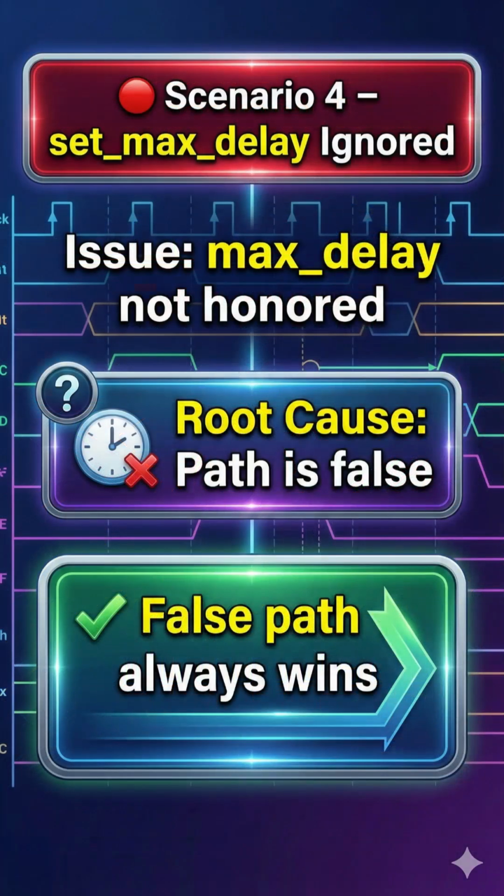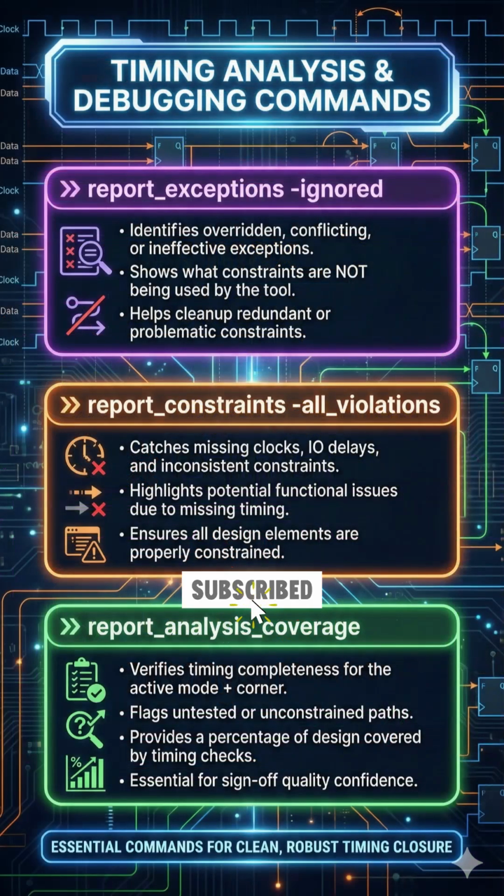Scenario 3: set_max_delay ignored. You apply a max delay constraint, but PrimeTime does not honor it. The reason? The path is already marked as false. False paths always win over max or min delay constraints. PrimeTime does not complain when constraints conflict. It simply follows the priority order and ignores the rest. Understanding this hierarchy is critical for clean sign-off.